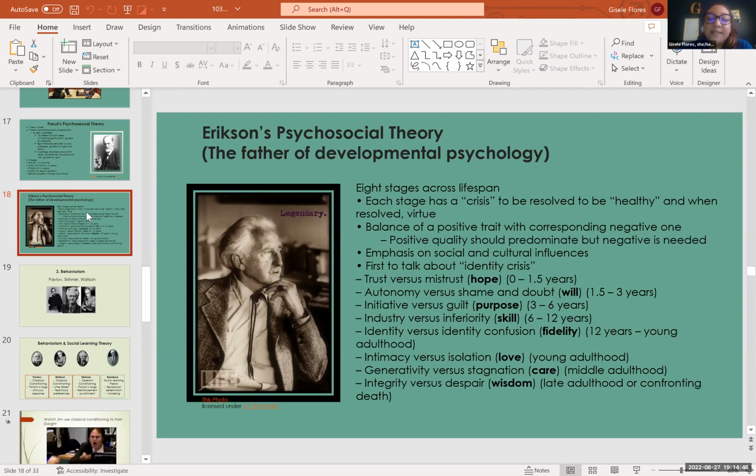And within these 8 stages, he said that individuals go through what he called identity crises. And in order for individuals to come out with a healthy outcome of these crises, they needed to have a healthy dose of each of the conflicting qualities. So I'll have you look at what these different conflicts are. And then he said the healthy outcome is a virtue that you get at the end of it. So the first one is trust versus mistrust, and we're looking at birth to about 1.5 years here.